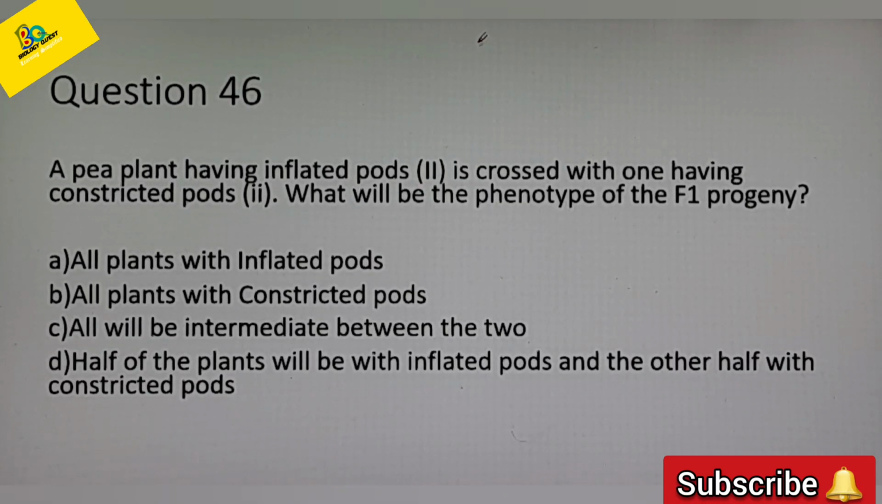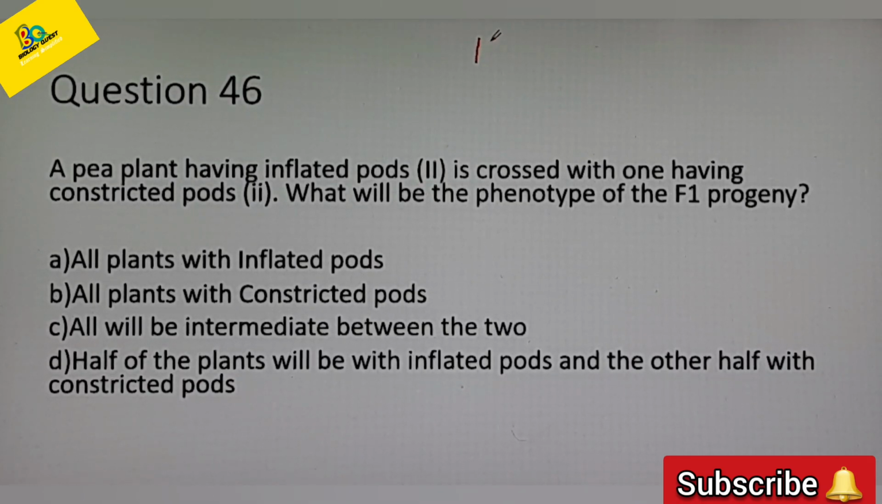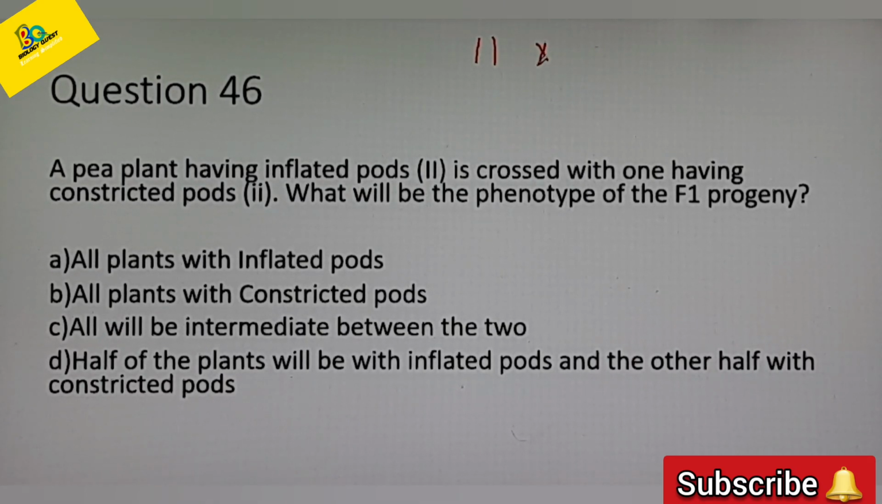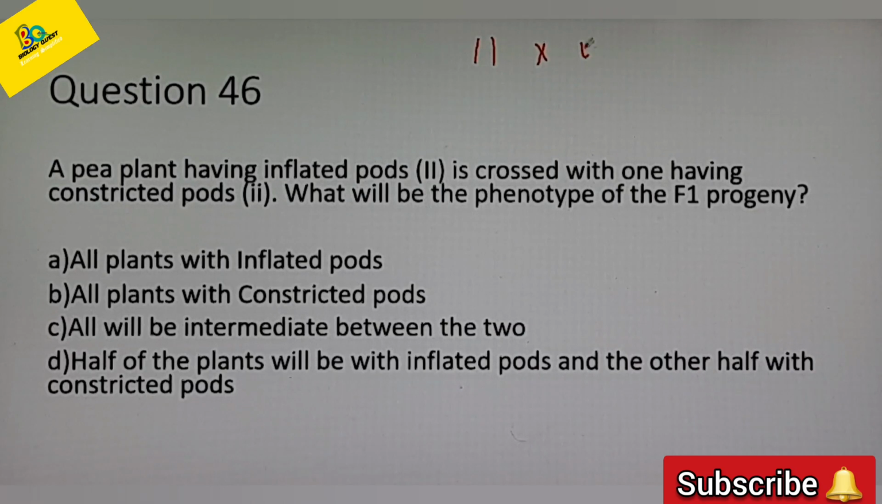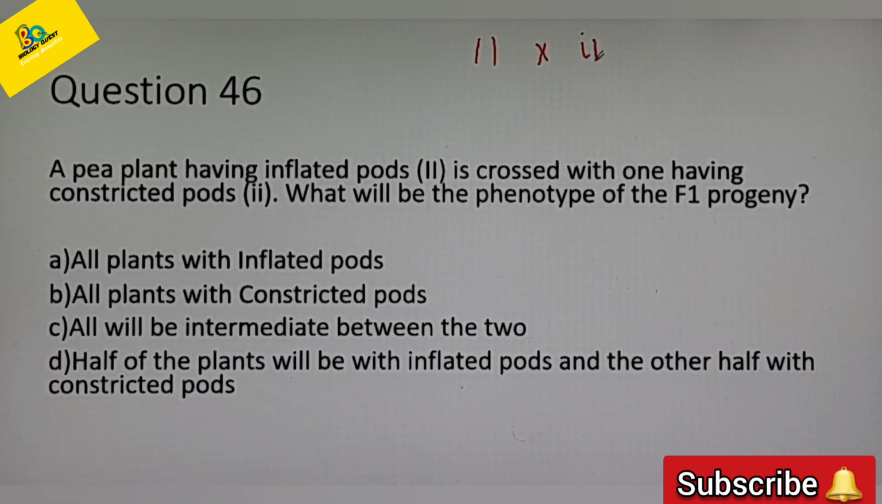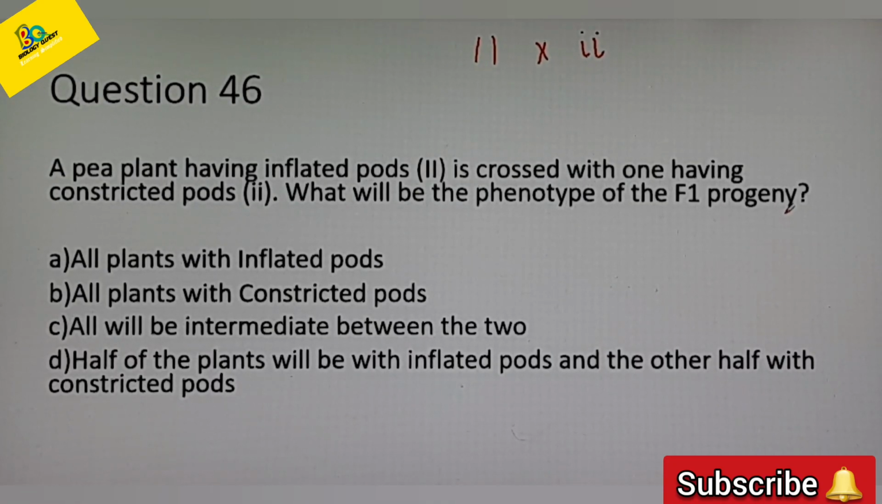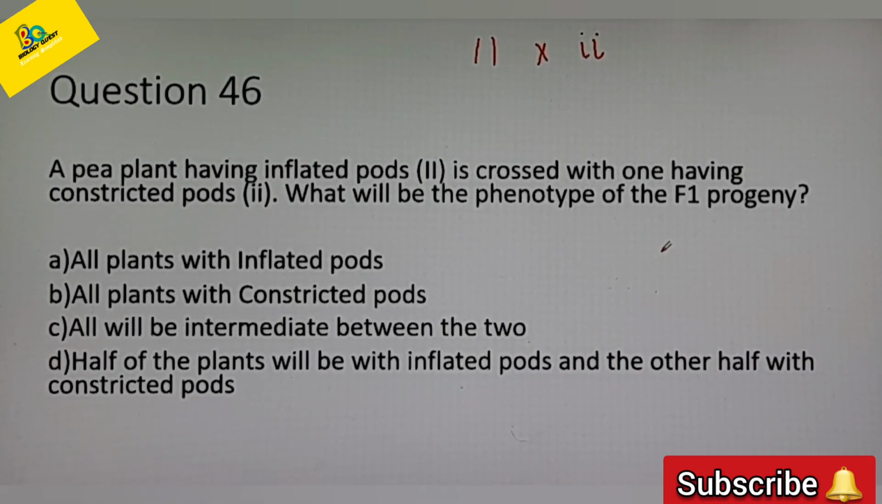So the pea plant having inflated pod, capital I capital I, is crossed with the pea plant having constricted pods. The genotype is given as small i small i. The question is, what will be the phenotype of the F1 progeny? You already know the difference between genotype and phenotype. We have discussed it several times.